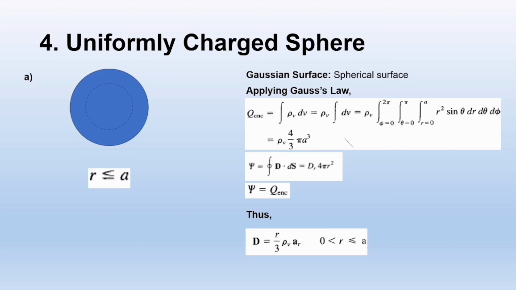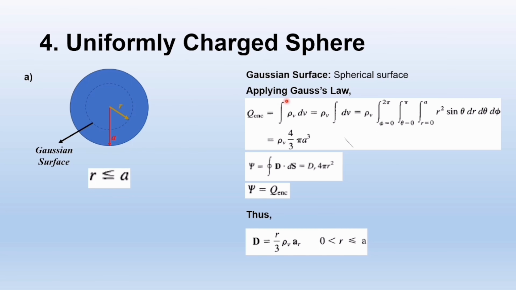The last application is the uniformly charged sphere. There will be two situations for this application, which are r lower than a and r more than a. So first we will go for r lower than a. Consider a sphere of radius a with a uniform charge. For the first case, r lower than a, obviously the sphere has a spherical Gaussian surface.